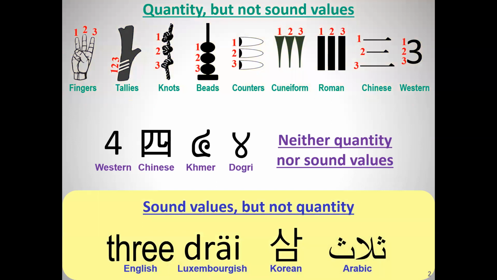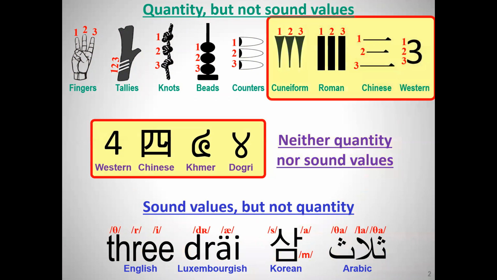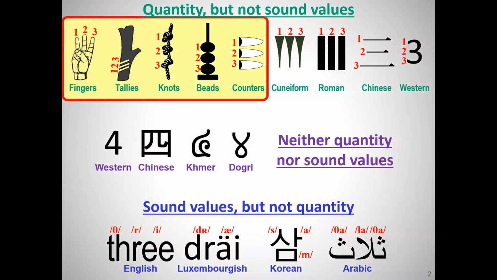In comparison, the forms on the bottom row represent the sound values of number words in English, Luxembourgish, Korean, and Arabic. These signs mean sounds, and the quantity of their elements is not meaningful as number. In the middle row, single signs represent specific numbers without quantity or sound values. These ciphered signs descend from written numerals, which in turn descend from unwritten precursors like fingers, tallies, and counters.